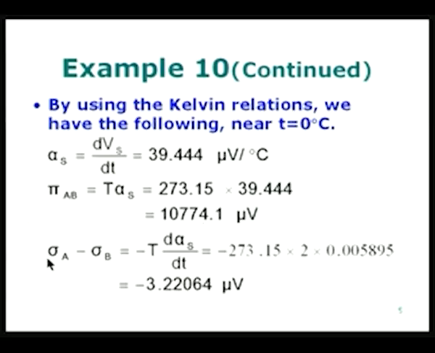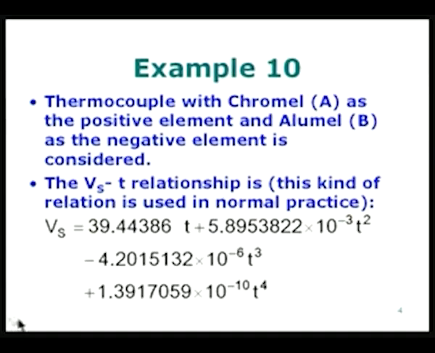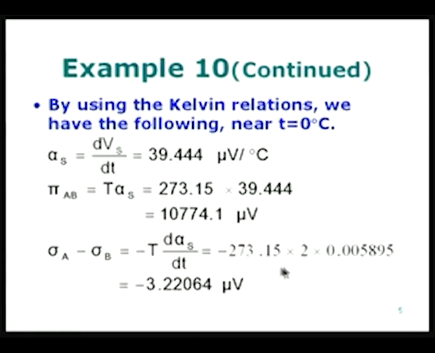If you look at the Thomson coefficients for this material, sigma A minus sigma B, this comes from the second Kelvin relation, minus T d alpha s by dt, and d alpha s by dt you obtain by taking the second derivative of this expression, put T equal to 0 in that, and I will get minus 273.15 into d alpha s by dt, which is nothing but 2 into 0.005895, and that will give you minus 3.22064 microvolts.